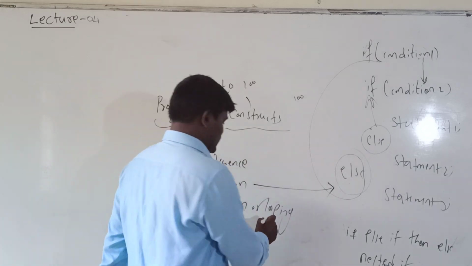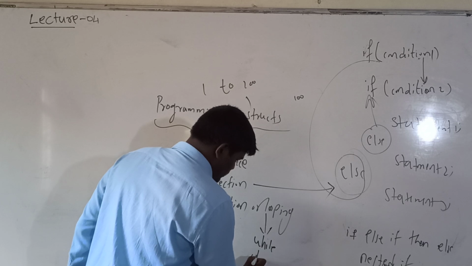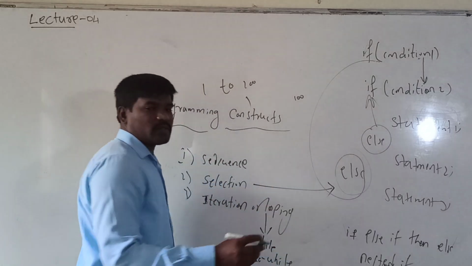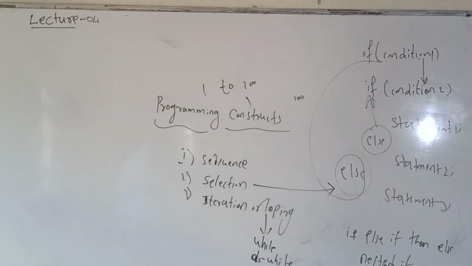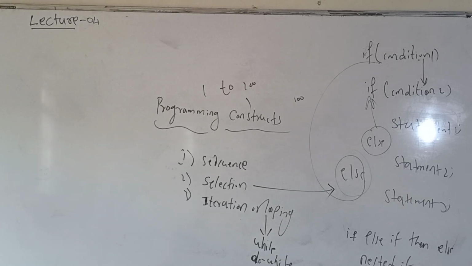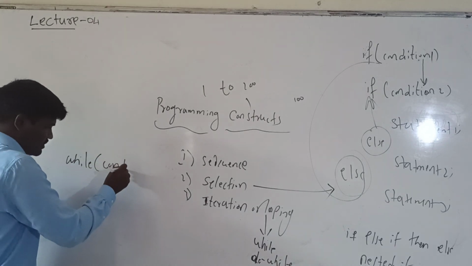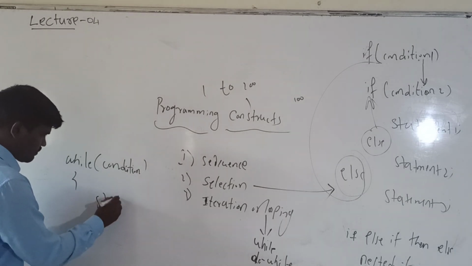Again, in looping there are 3 types. First one is while loop, second one is do while, third one is for loop. All are in small letters. So the first one is while, the second is do while, the third is for. The syntax of while is simple: while condition, statements.